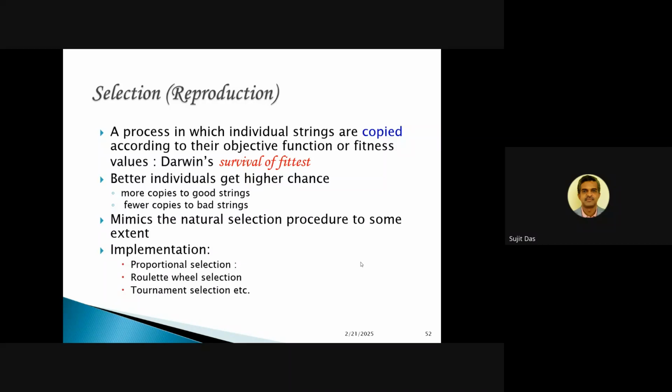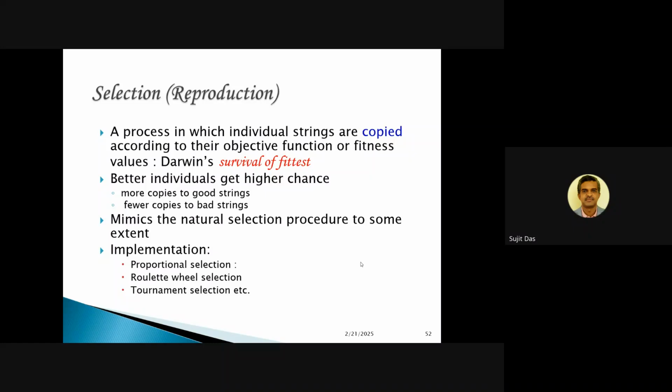What is natural selection going to give you? That means better solutions will be selected in more number, and poor solutions will be selected in less number. At the same time, the number of solutions in that pool will be fixed. If it is 6 before selection, after selection also it will be 6 only. It will not change. But more copies of good solutions will come, and fewer copies of poor solutions will come.